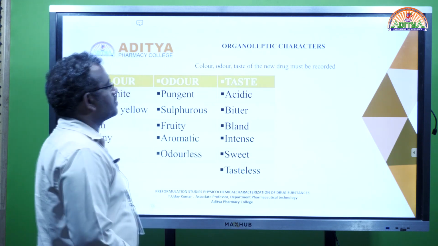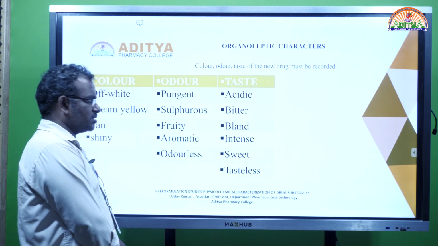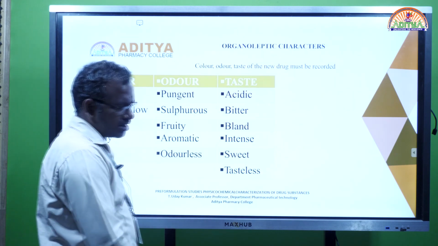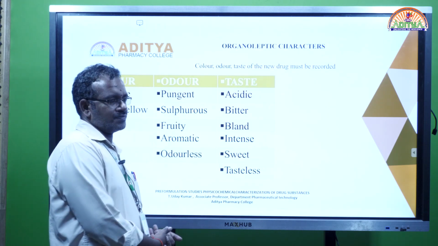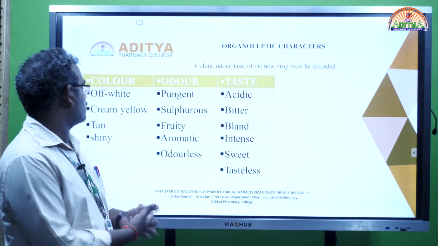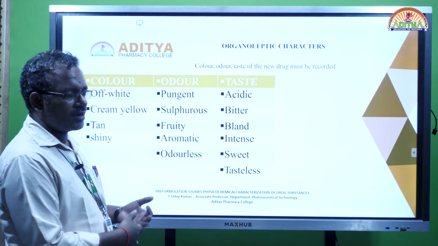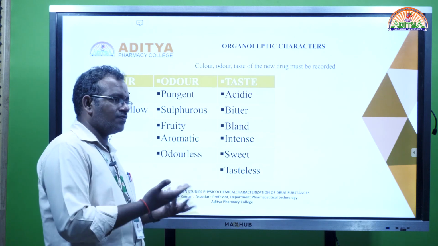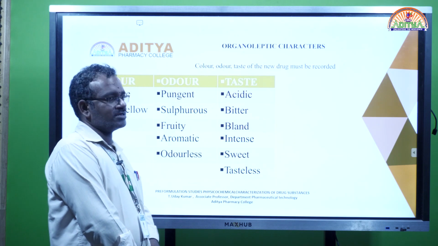First is organoleptic characteristics: the color, odor, and taste of the new drug substance must be recorded. Any drug substance that comes for analysis, the first parameter we see is color, whether white, creamy yellow, or shiny. If the description itself fails at the beginning of analysis, we straight away reject the product. No need to go for further analysis.